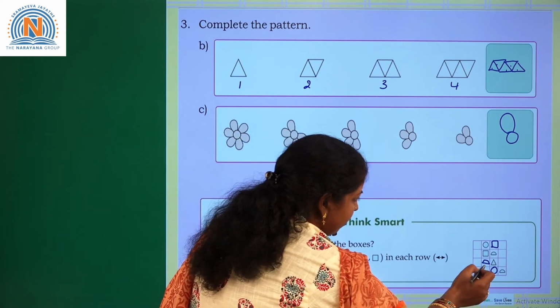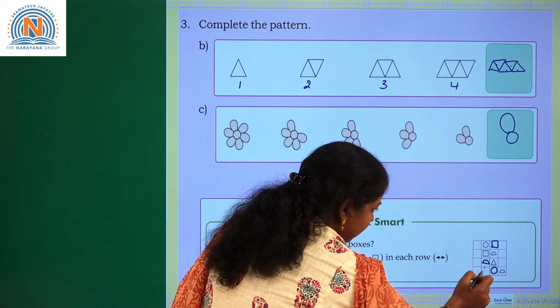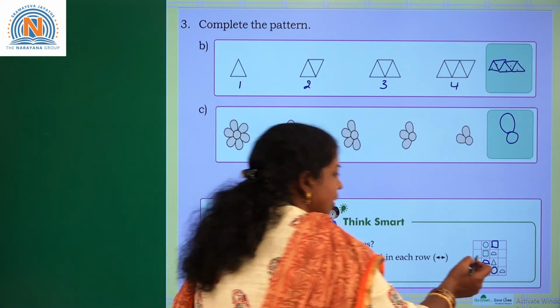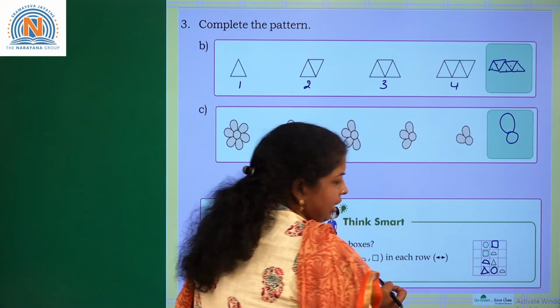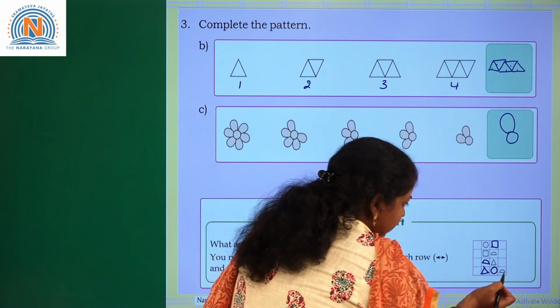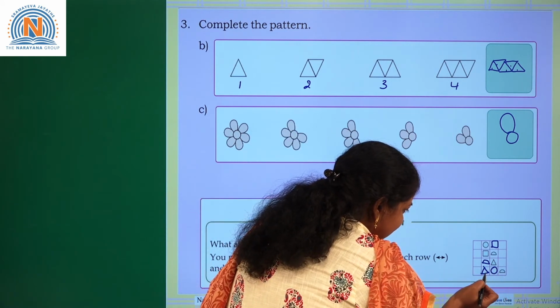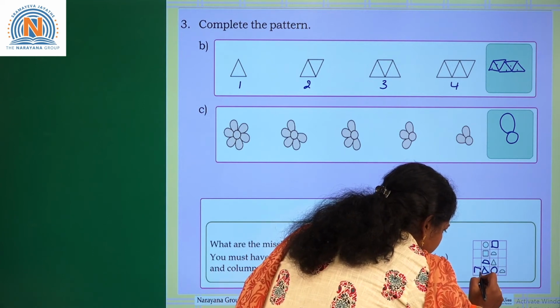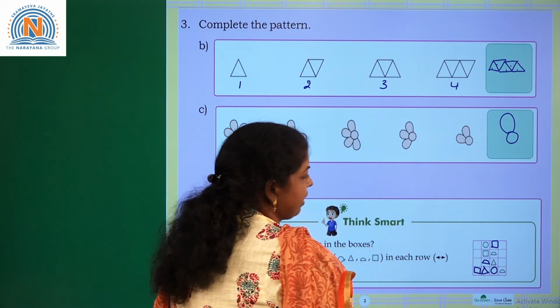And then in the next one what is left? Triangle. Okay. Now what you will do? Here 3 figures were already done. So what is the 4th one? Semicircle, circle, triangle. So what is left? Square. So let us draw square.